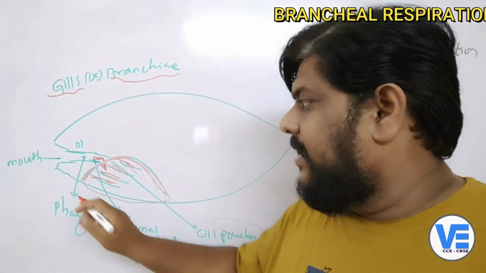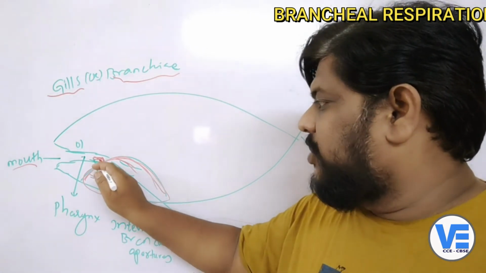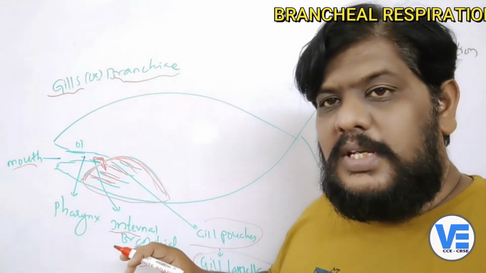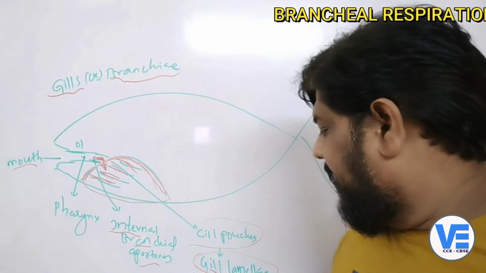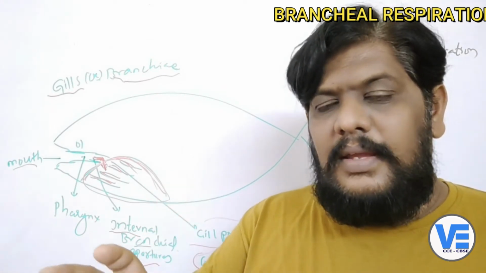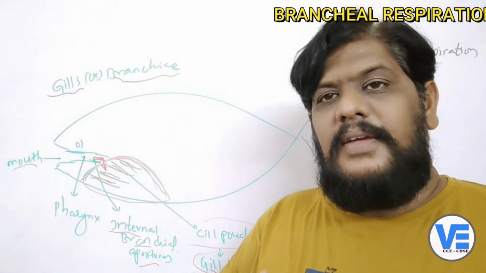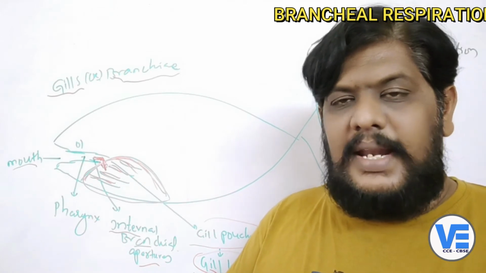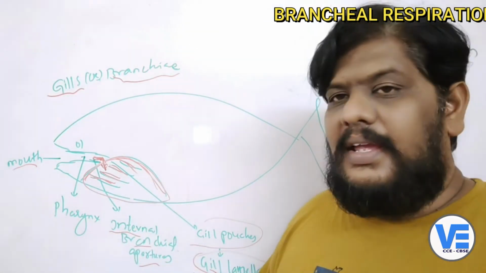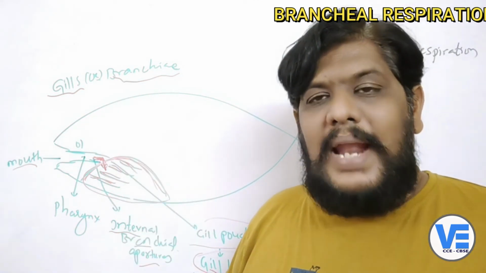The water, when it enters inside, enters through the mouth, comes into the pharynx, and then comes into the external branchial apertures, and then comes to the internal branchial apertures, and then it comes to the gill pouches where it will completely wet the gill lamellae, and the blood capillaries which are over there will diffuse the oxygen inside, and then diffuse the carbon dioxide outside. So that is how the diffusion of gases, that is oxygen and carbon dioxide, the exchanging of gases is taking place in the gills. Okay, and that's the reason why, because these gills are also called the branchiae, this respiration is called the branchial respiration.